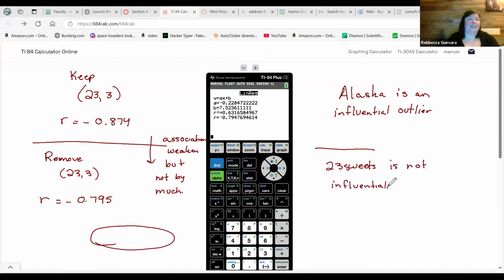So I just want to point out that just because a data set has an outlier does not mean it's throwing off your evaluation of the data set. Alaska is really throwing things off. It's giving me data that is completely useless to use when I keep Alaska in there because it's saying that something that we can see is pretty strongly associated is not associated at all. In this case with the sweets, if I remove that outlier, it doesn't change things very much.